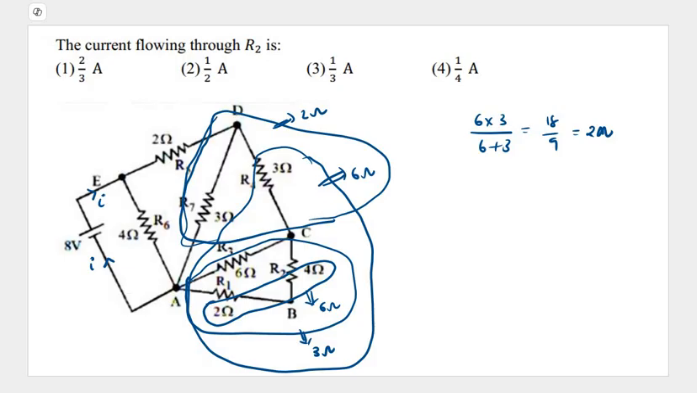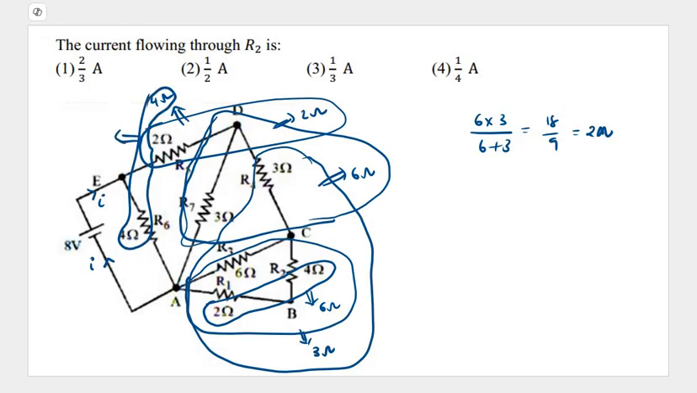So this entire thing will be 2 ohms. Now this 2 ohms and this 2 ohms will be in series. The answer is 4 ohms. Now this 4 ohms and this 4 ohms will be in parallel. The answer comes out to be 2 ohms. So the total current I will be equal to 8 divided by 2, that is 4 amperes.